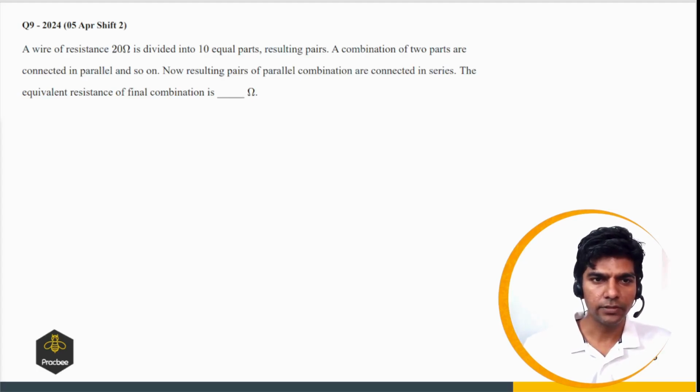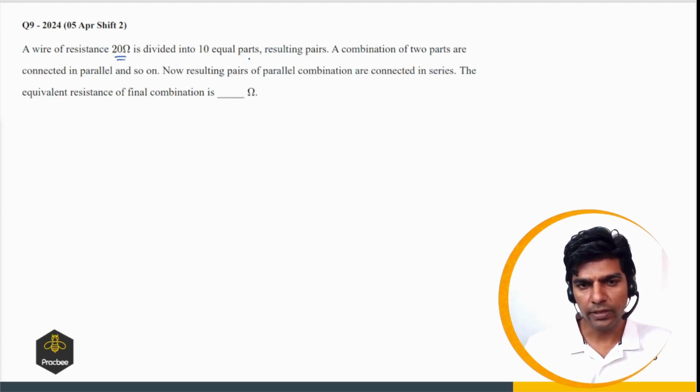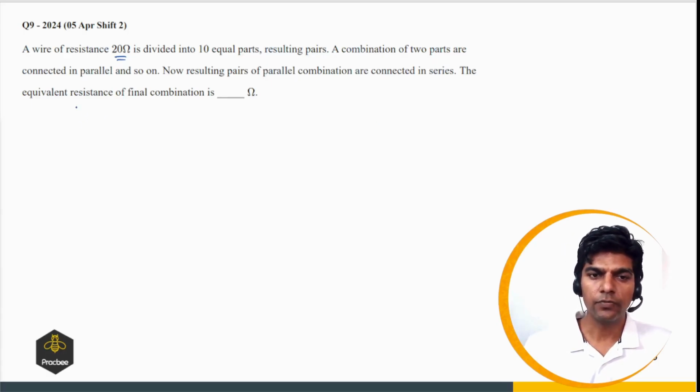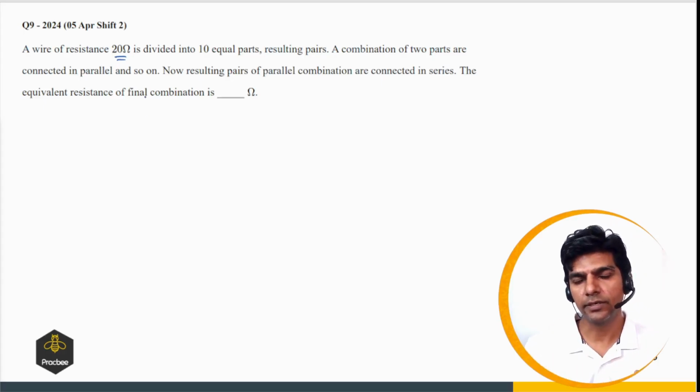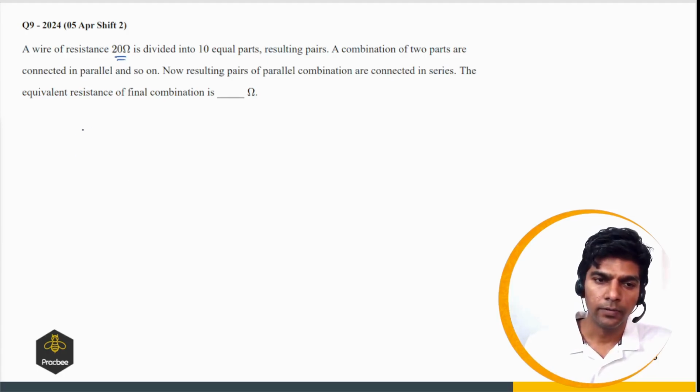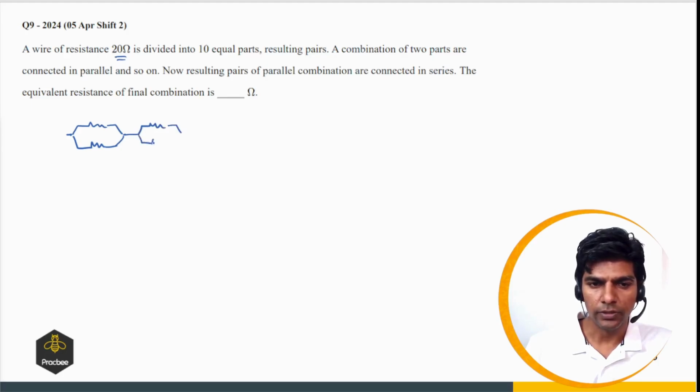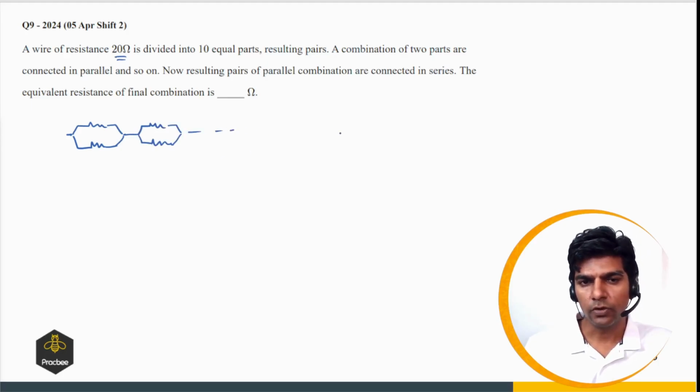A wire of resistance 20 ohms is divided into 10 equal parts. A combination of two parts are connected in parallel and so on. Now the resulting pairs of parallel combinations are connected in series. Now we have 10 parts. We are taking two parts at a time and joining them in parallel, something like this. This is the combination. And how many combinations will be there? So there will be 5.